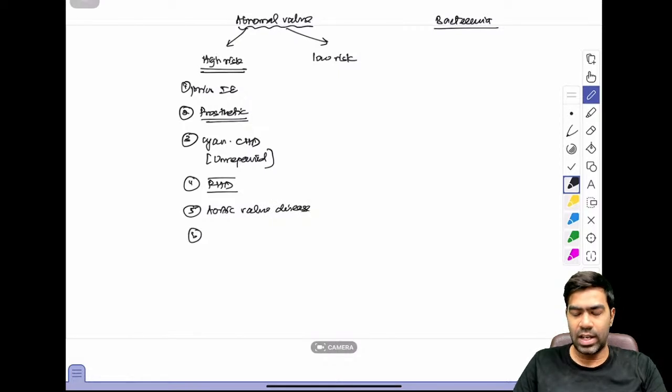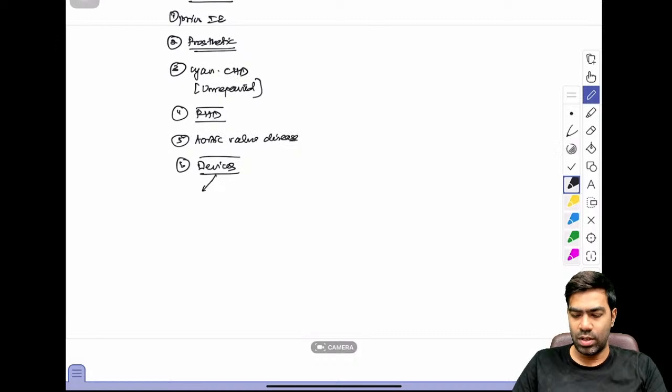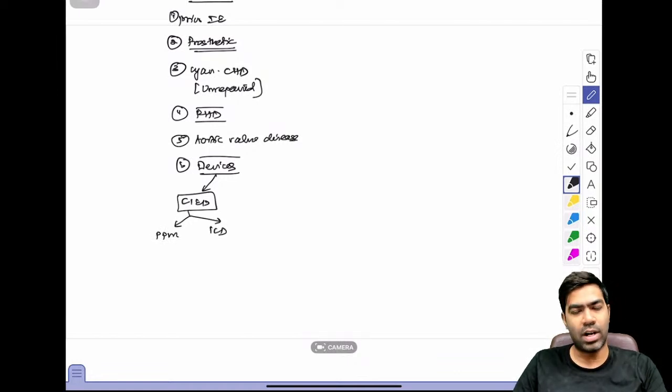Apart from that, if the patient has any devices within the heart, and you have a lot of devices, we divide them into two. One we can call the CIEDs, cardiovascular implantable electronic devices. In CIED, once again you have two things. One is the permanent pacemakers, and the second is the ICDs, that is implantable cardioverter defibrillators. Both of these come under CIED, that is cardiovascular implantable electronic devices.